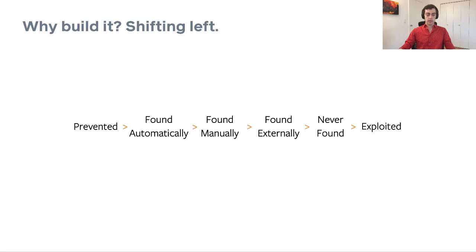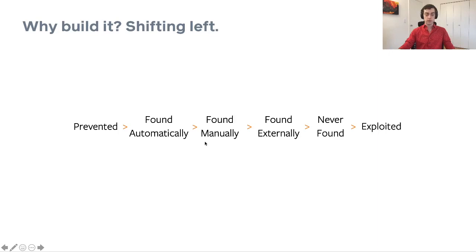At Facebook and throughout the security industry, there's this concept of shifting left, this idea that on this continuum of bug badness that you can see here, the best case scenario is preventing a bug, and the worst case scenario is having it be exploited. And as we move along this continuum, we're moving from best case to worst case. So after prevention, next best case scenario is automatically finding a bug. This is having the tooling to detect the bug without any human having to look at it. Next best case scenario is finding a bug manually.